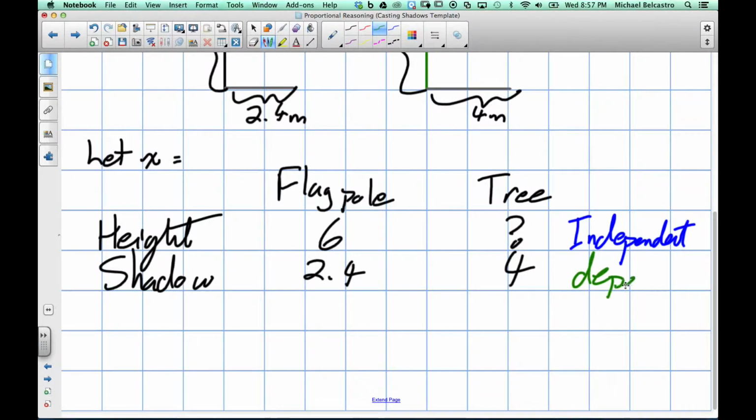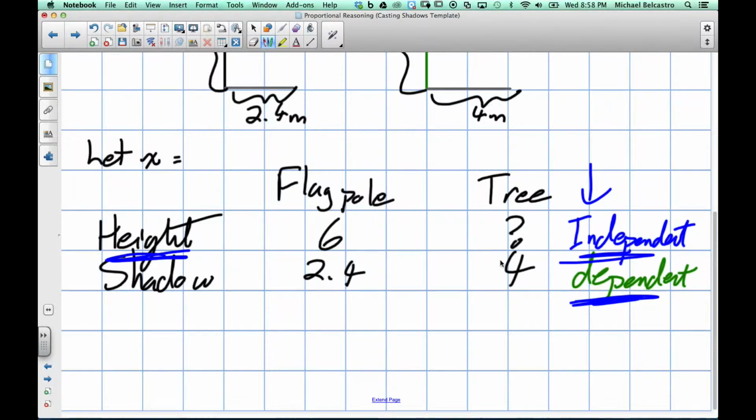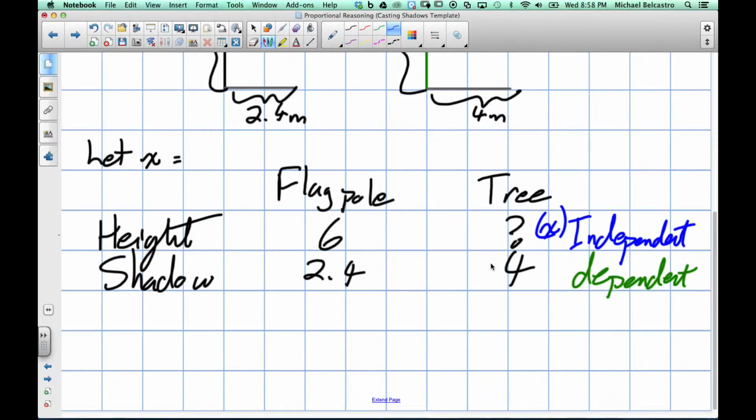What we mean by that is that as the height changes, the shadow would also change, right? The shadow length is not going to affect the height of something. That could just be the sun in a different place in the sky. So our independent variable is what we usually call our x variable. So this will be our x, which works out really good because of our unknown here. And our shadow will be our dependent, that'll be our y information here.